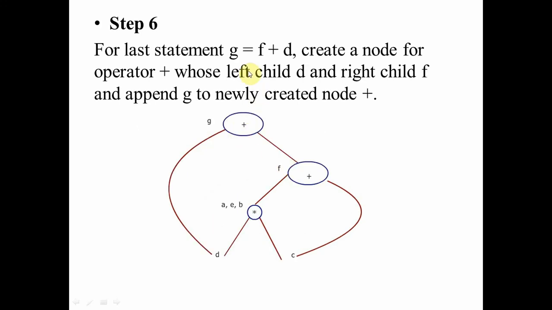Then for the last statement, G equal to F plus D. F plus D can be assigned to G. Already we have D here, so we are appending an arc here. So this is the directed acyclic graph for the above basic block.